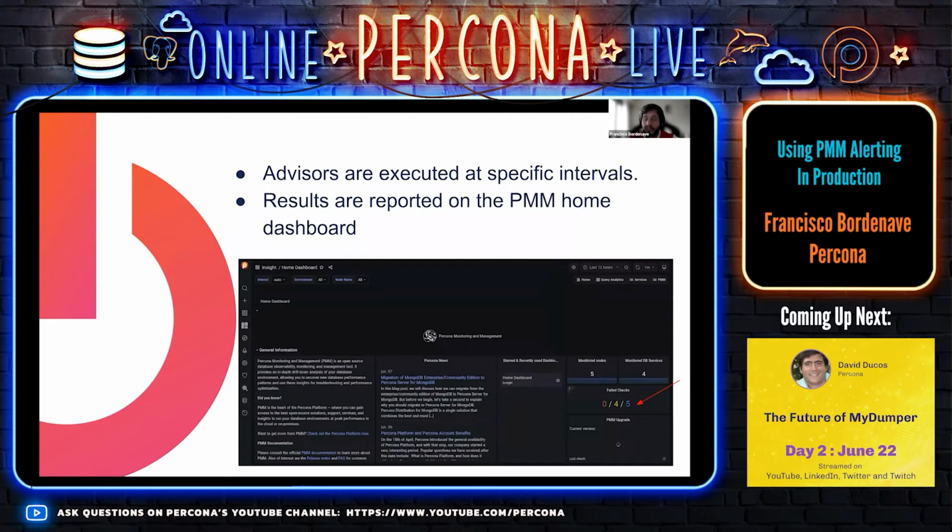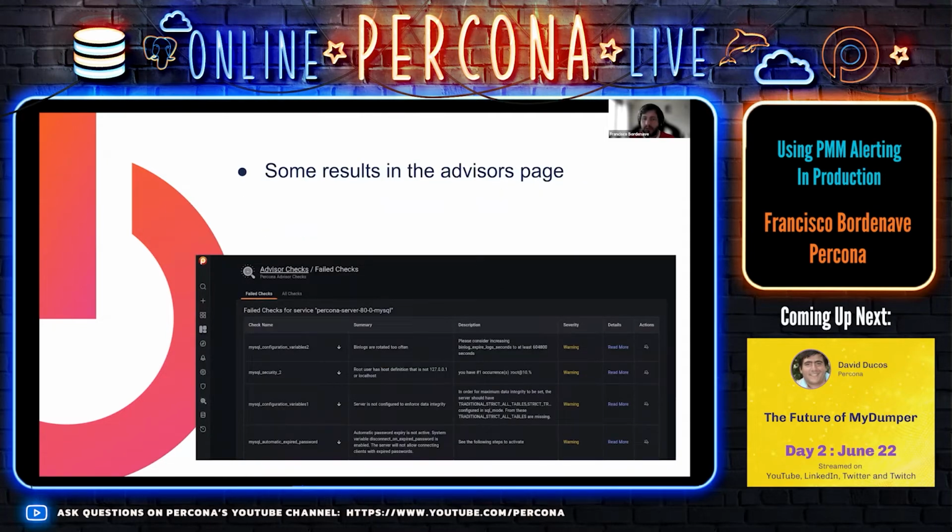Finally, once the advisors are set, they will be executed at specific intervals, and the results will be reported on the PMM home dashboard right here. You will have some checks that will show you critical warnings and notices about different severity of failures. Then I will also show you during the demo. Here are some of the results on the advisor page for those checks that didn't pass whatever is defined in the advisor check.